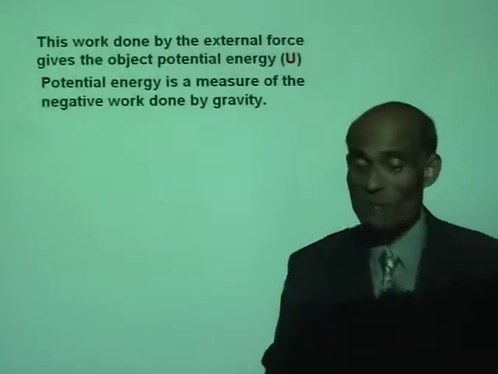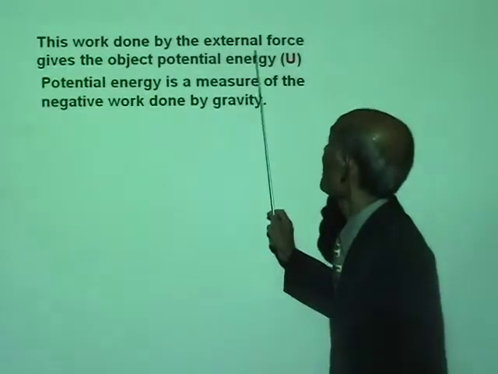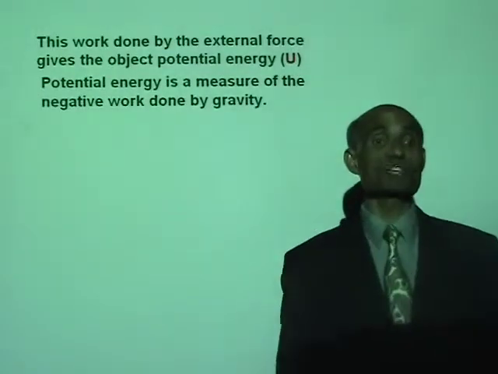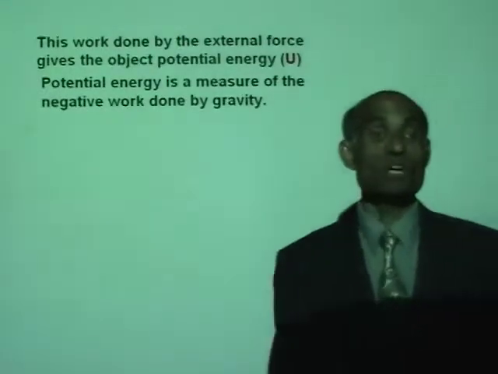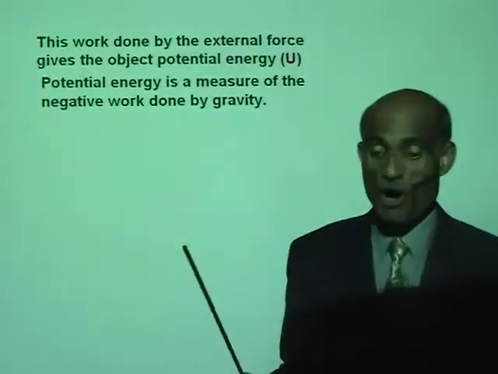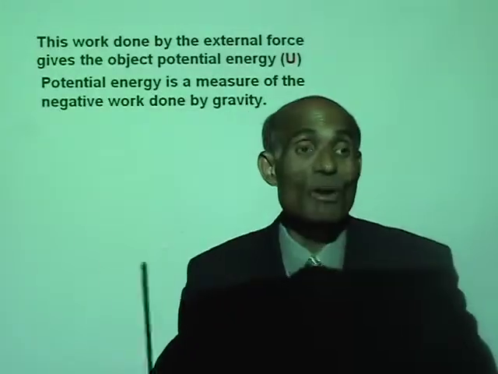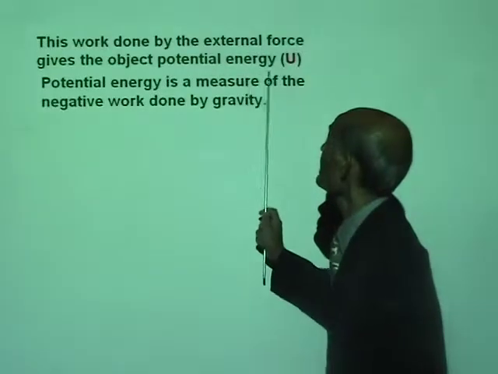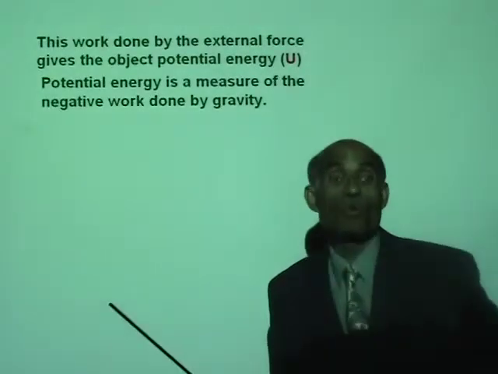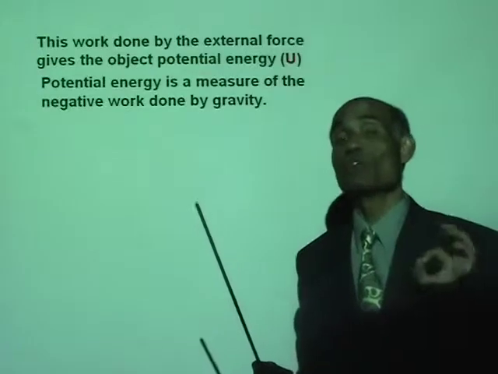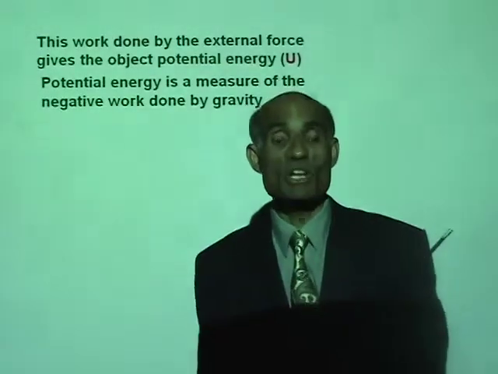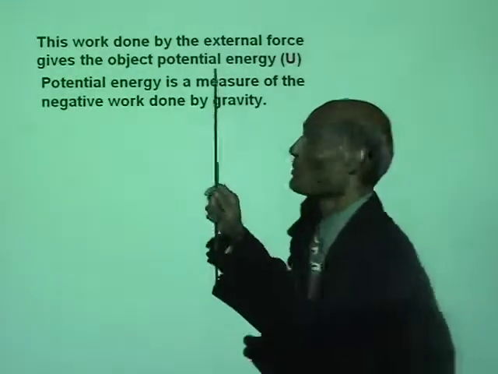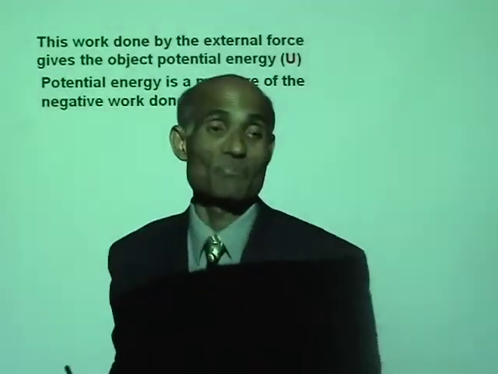Now, the work done by the external force is a measure of the potential energy of the object. Now, potential energy is therefore a measure of the negative work done by gravity. Is that right? Work done by the external force is the same as the negative work done by gravity. So, we are going to define gravitational potential energy as the negative of the work done by gravity.